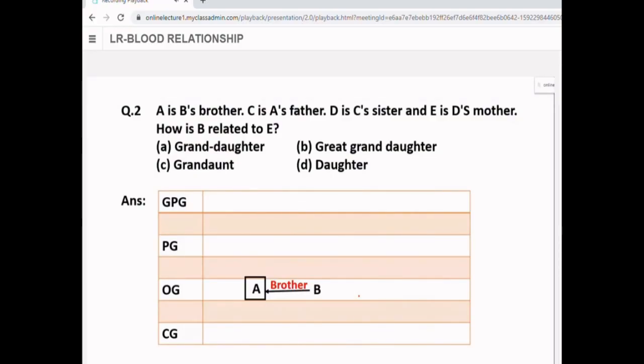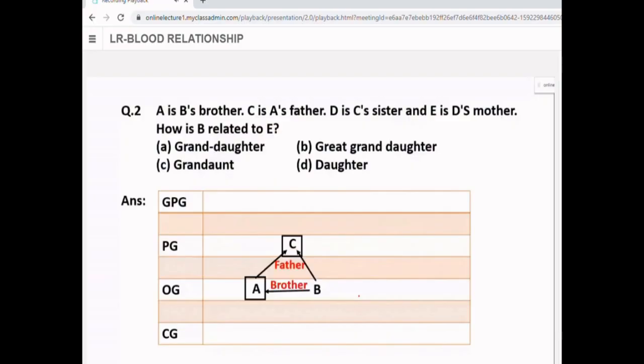Further, C is A's father. So I'll write C above that, in the PG line, as A's father. If C is father of A, being father, gender is male, so rectangle. If C is father of A, definitely C is father of B also. If C is father of A and B, they are siblings. B's brother is A, so they are siblings. So if C is A's father, C will definitely be father of B also.